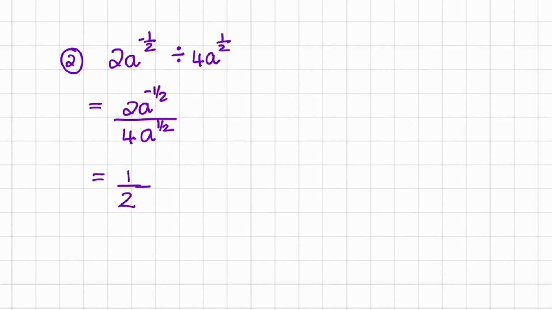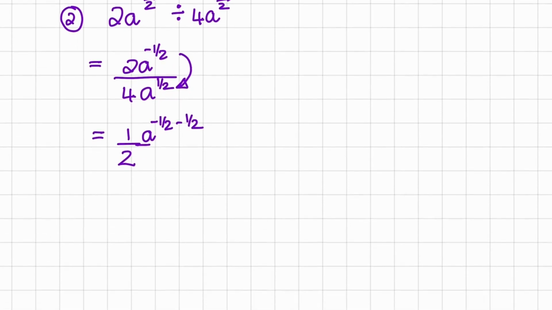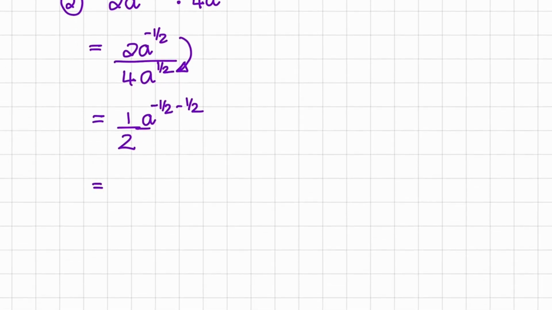And if I apply the law of division when it comes to exponents, I would subtract the bottom exponent from the top exponent. So I would say minus a half minus the half from the bottom. And 2 halves subtracted from one another becomes 1 times a to the power of minus 1 over 2.